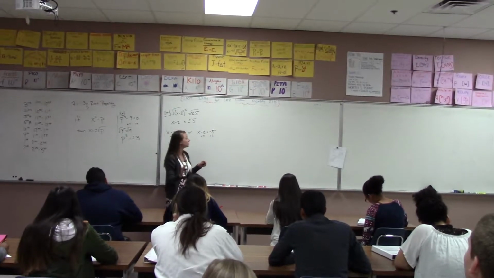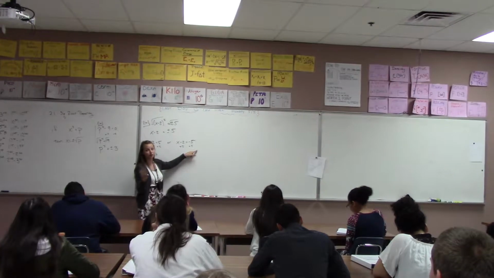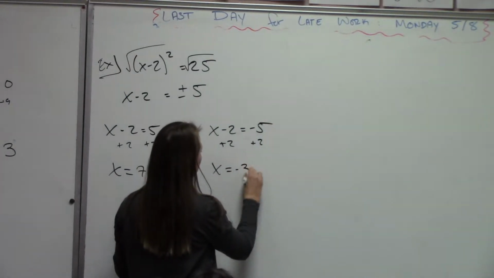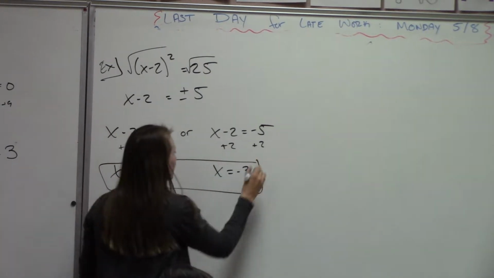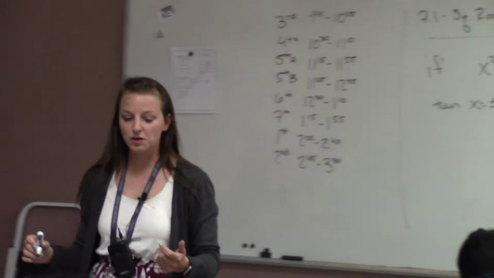This one. I know you know how to do this, but be careful, think about it. What is -5 plus 2, ladies and gentlemen? There you go, way to do it. So we've got x equals -3. I have to have both of these answers to get full credit on these types of problems. All right, square root property.